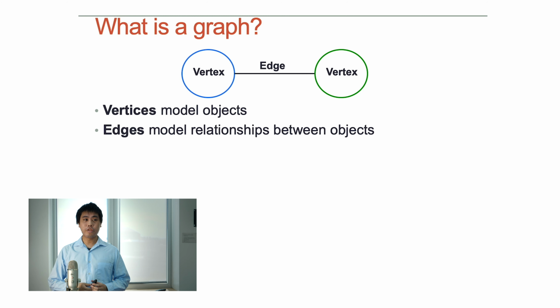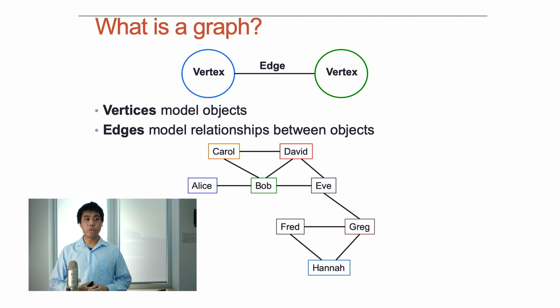First of all, what is a graph? A graph contains vertices and edges, where vertices model certain objects of interest, and edges model relationships between these objects. For example, you can use a graph to model a social network, where the vertices are people, and edges between vertices mean that there's some relationship between the two people.